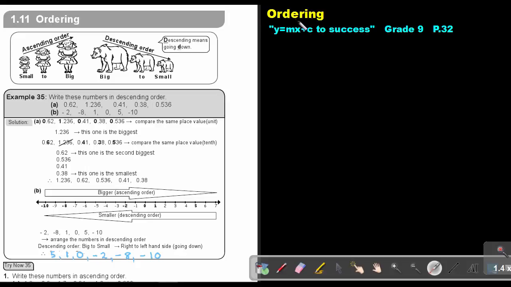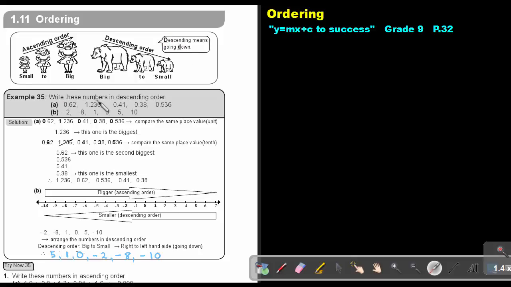Part 26, Ordering. You will find this on page 32 in the Namibian Mathematics Grade 9 textbook, Y equals mx plus c to success. Ordering. Remember, ascending order is from small to big, and descending order is from big to small. So remember it like this. Descending means going down. D for down.